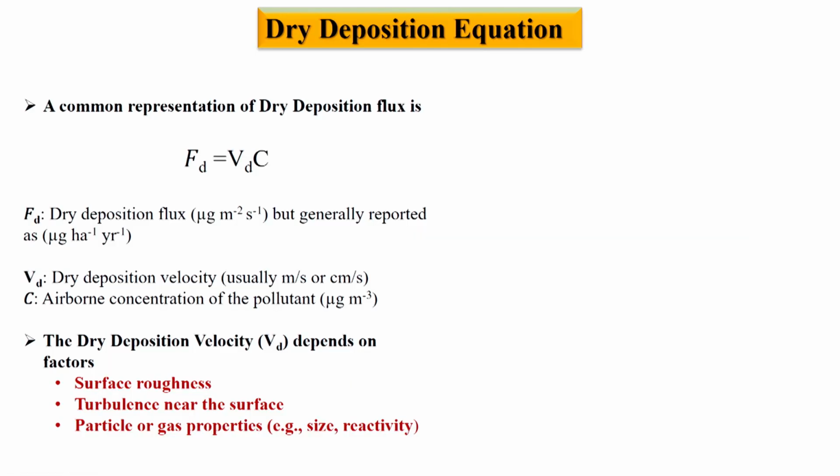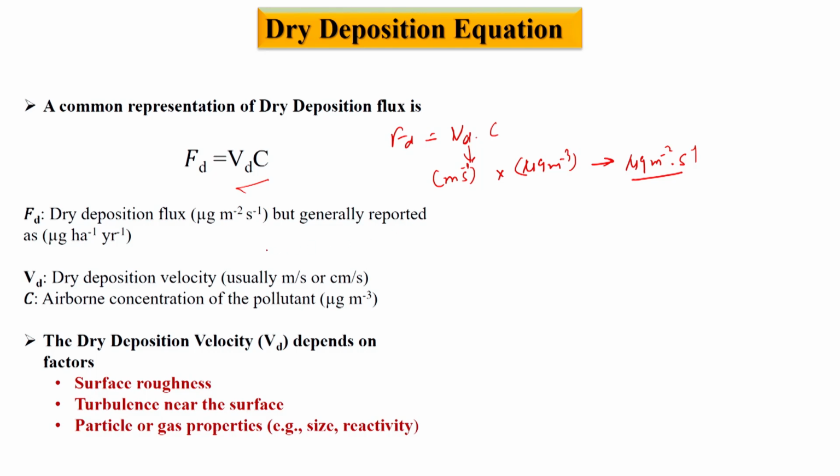The way it is calculated, the dry deposition calculation is very simple. FD is nothing but VD times C. Here VD is the deposition velocity, usually given in meter per second. And the concentration, as we are talking about the atmosphere, will be microgram per cubic meter. So in a way this will have a unit like microgram per meter square per second.